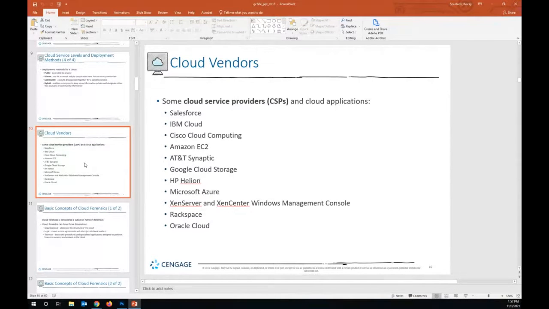Now, a cloud service provider uses a variety of approaches and systems to build their cloud systems. Cloud service providers are vendors that provide on-demand network access to shared pools of resources, which is typically remote data storage or web applications. So we see some examples here of cloud service providers and cloud applications, such as Salesforce, Amazon EC2, Google's cloud storage, and so forth.